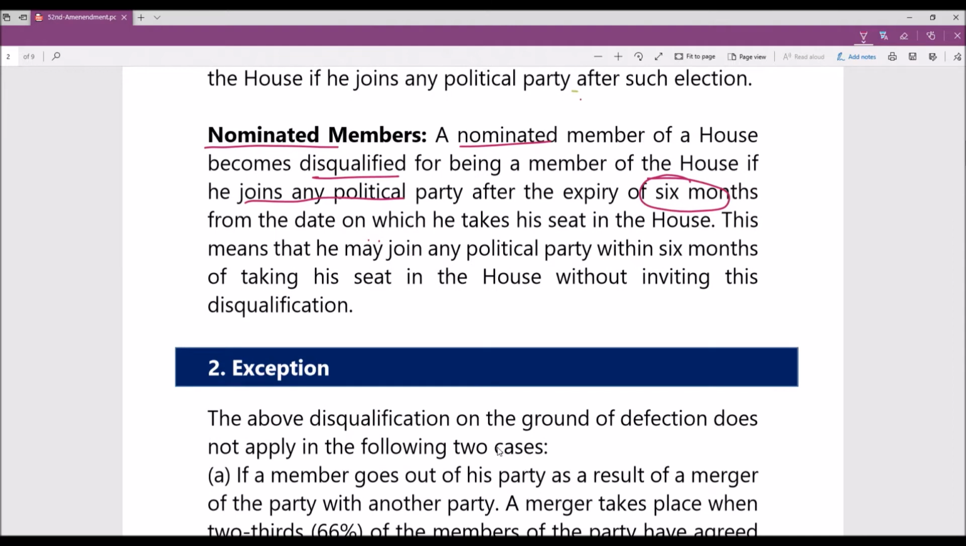So in short, what does this mean? He may join any political party within 6 months, taking his seat in the House without inviting disqualification. So within 6 months he can join.